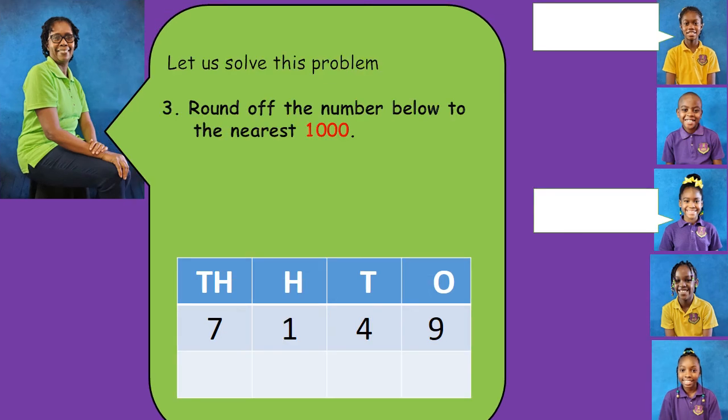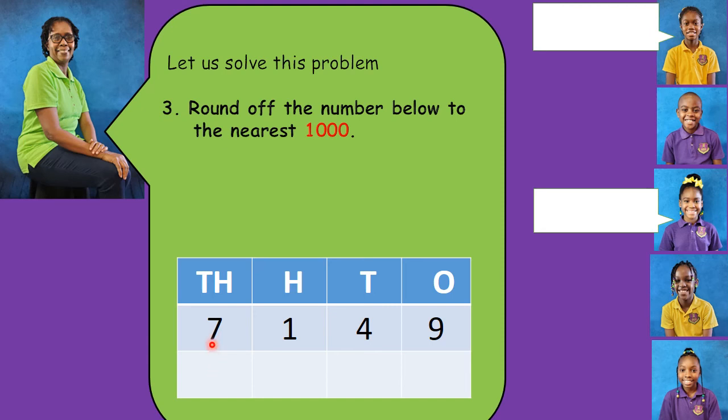So now we are going to round off the number below to the nearest 1,000. All right. So what's the first thing we should do? Now the first thing we're going to do is we are going to find our place. We are going to identify the place. So in this case, we are going to find our thousands place. And we have found our thousands place.